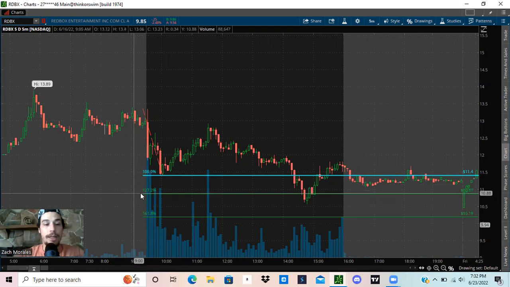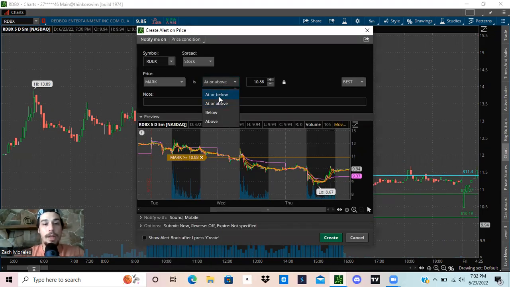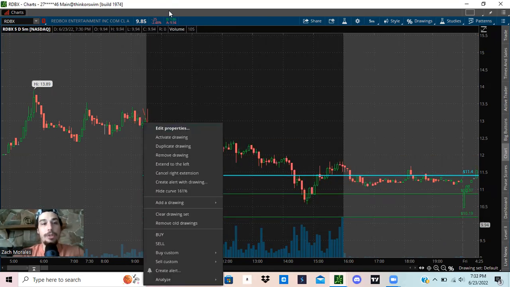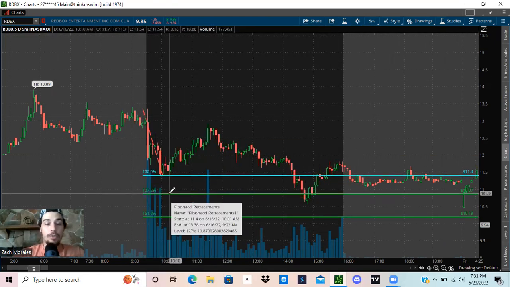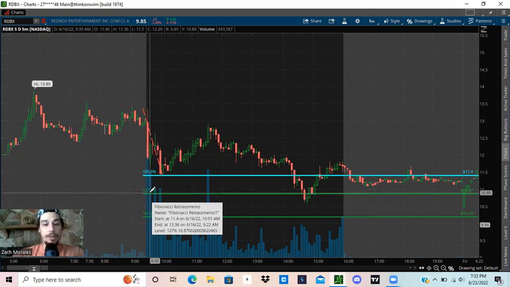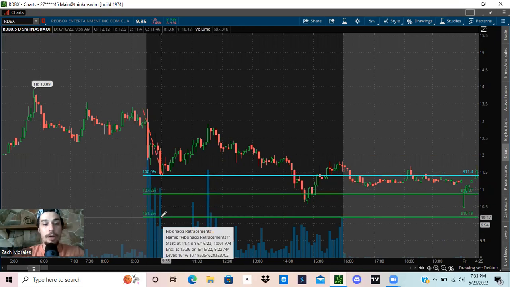You come in here and you would create an alert, and when it says at or below, when it comes to this level, you would put take profit. You would do that for that level, and you would set one here. You can sell depending on your own risk to reward ratio. You can sell a certain part of your position either here or here, as I said.